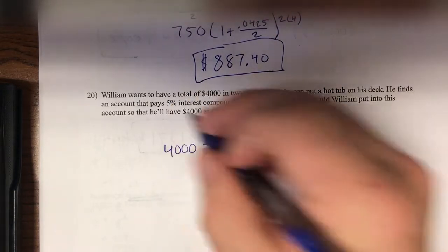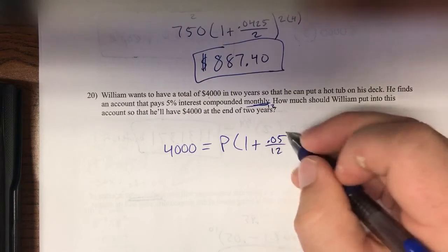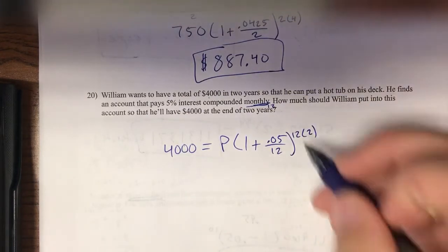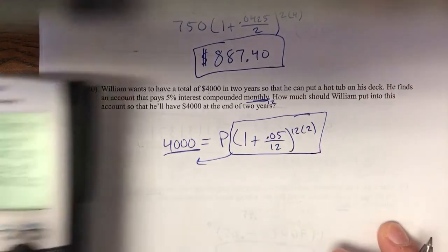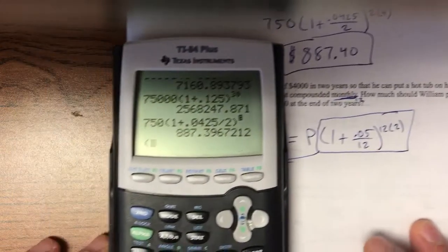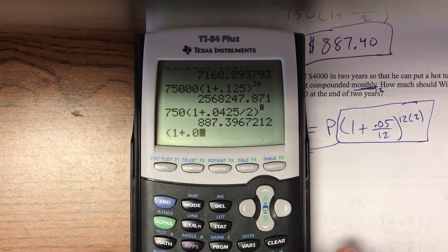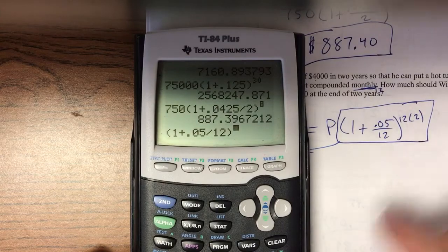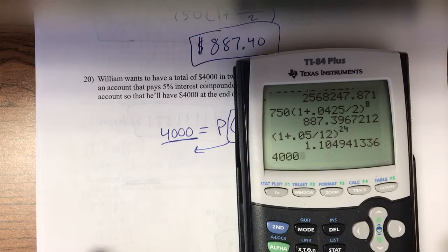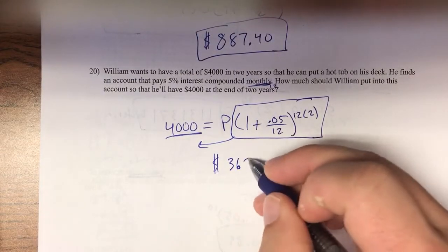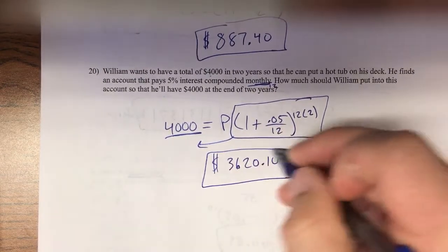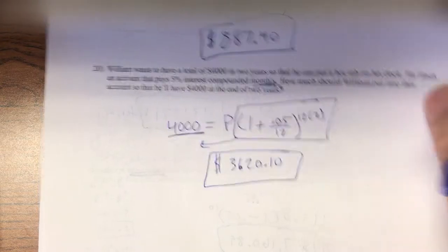1 plus, we got 5%, so 0.05 divided by 12 raised to the 12 times 2. And so we're going to start off by putting this in the calculator, and then we'll divide 4,000 by whatever that box is. And so we'll put in the box first. So 1 plus 0.05 divided by 12 raised to the 12 times 2, which is 24. And then we're going to divide the 4,000 by that answer. So second negative pulls up the answer, and there's how much he needs to invest. He needs to invest $3,620.10 if he wants 4,000 after 2 years.